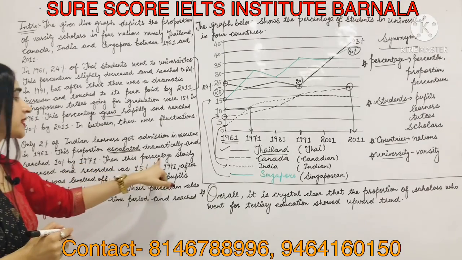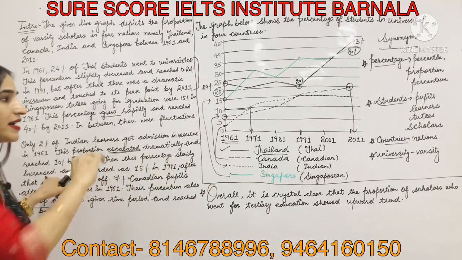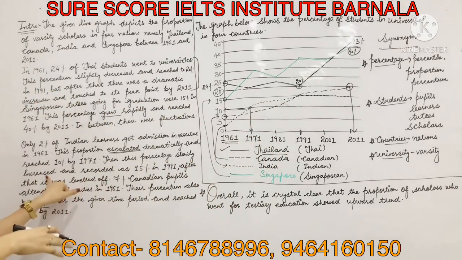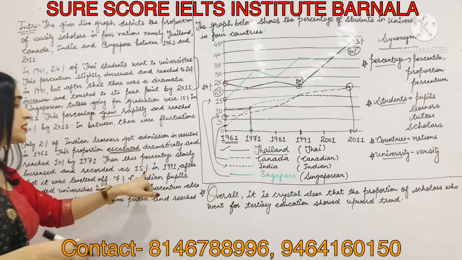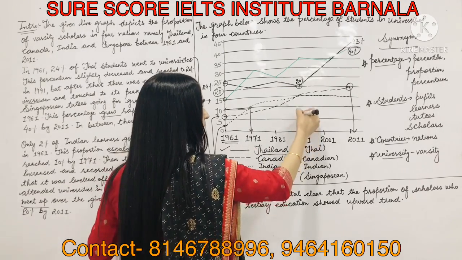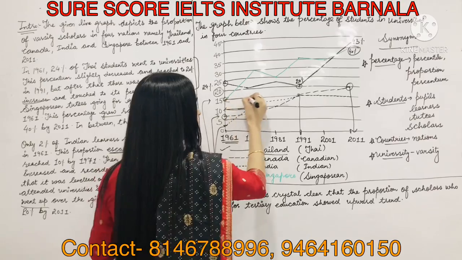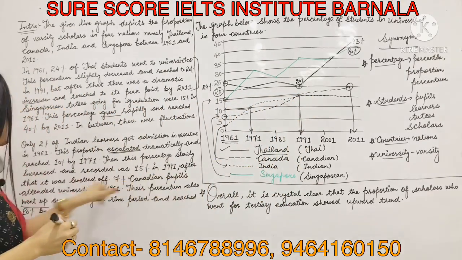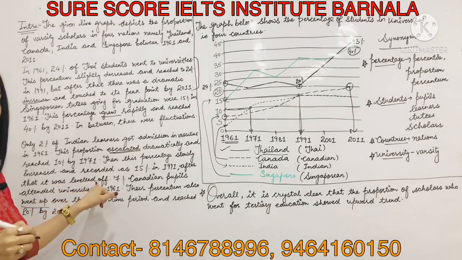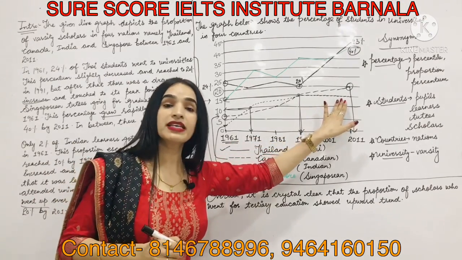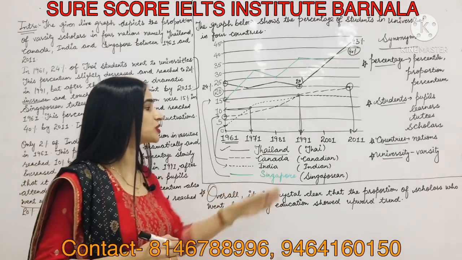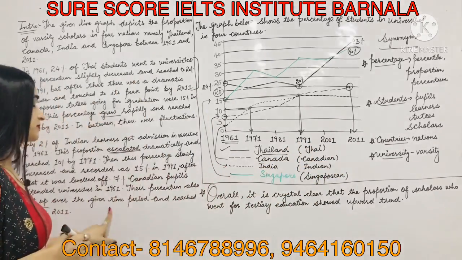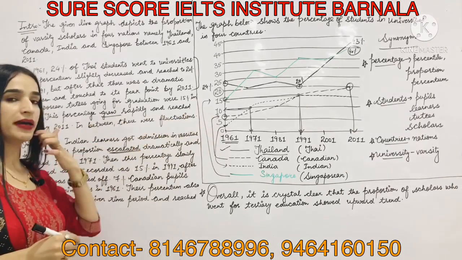Then this percentage slowly increased. After that an increasing trend can also be seen, but the percentage increased slowly and was recorded as 15% in 1991. That was 15% in 1991. After that it leveled off. Leveled off means there was not any kind of change from 1991 up to 2011. So that's all about body paragraph 2.